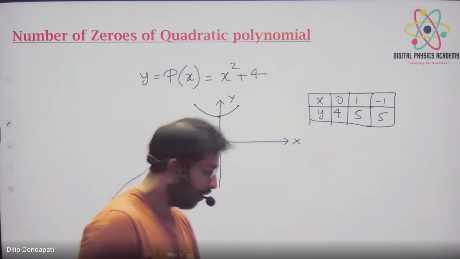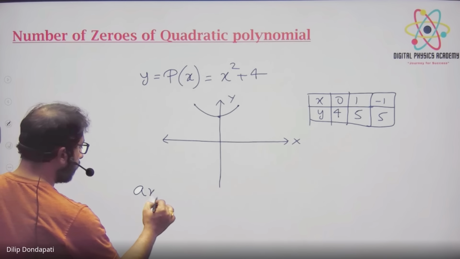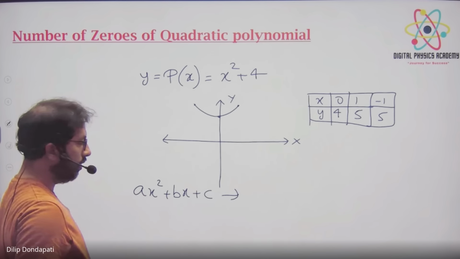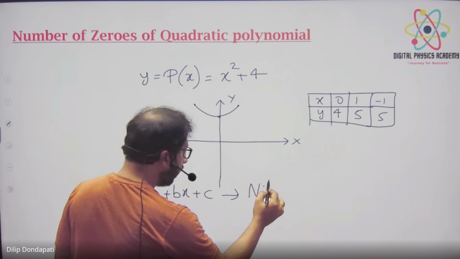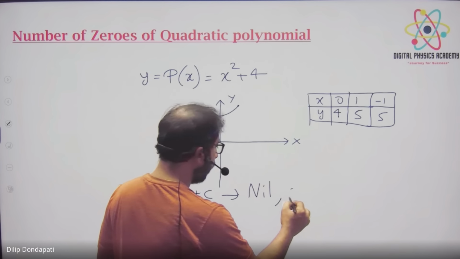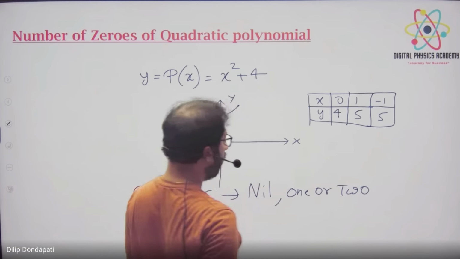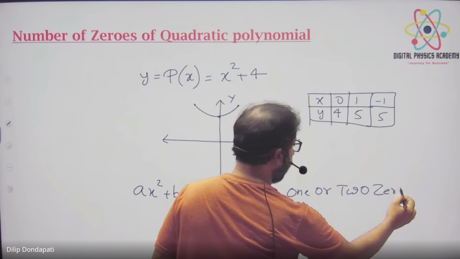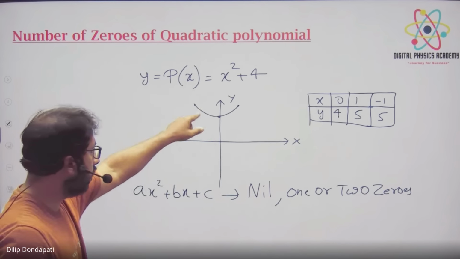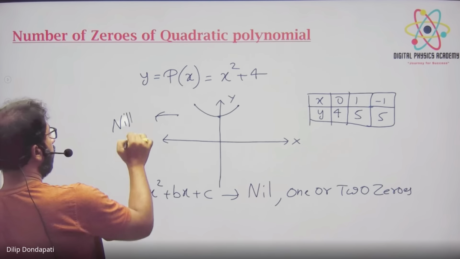So write down: a quadratic polynomial, general equation ax square plus bx plus c, has nil zeros, 1 zero, or 2 zeros. See, in this there are no zeros, right? Because it's not touching the x-axis. So nil. Okay, I can write.